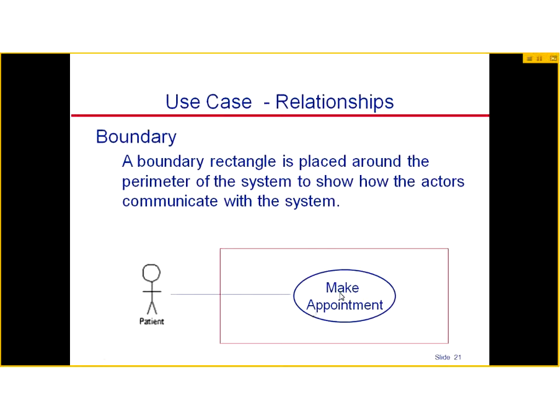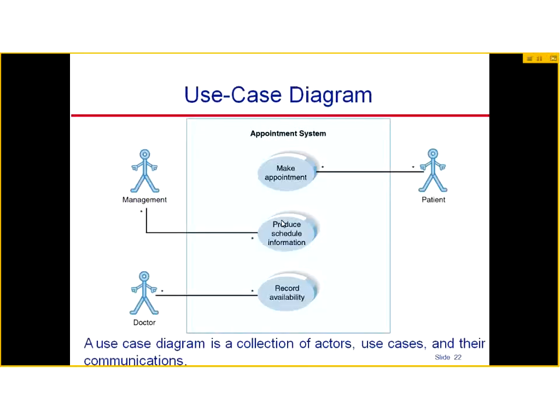But only a single actor will be there who will be communicating with all. So this boundary is actually the boundary of your system. It is placed around the perimeter of the system to show how the actors communicate with the system. And the patient is not directly communicating with this use case, but it is communicating through the system boundary.